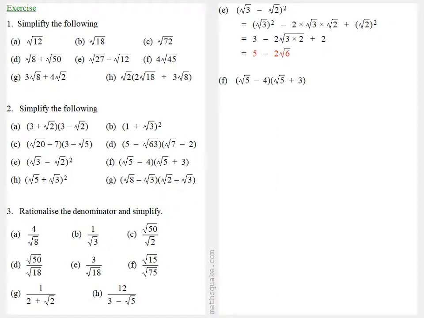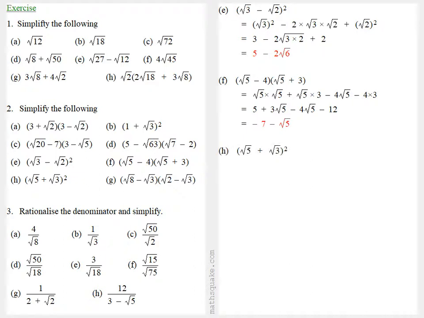In question F, we have root 5 minus 4 times root 5 plus 3. So the first pair is root 5 times root 5, then root 5 times plus 3, then minus 4 times root 5, and minus 4 times 3, which gives us 5 plus 3 root 5 minus 4 root 5 minus 12, which is minus 7 minus root 5.